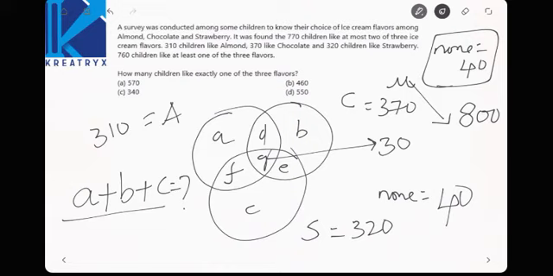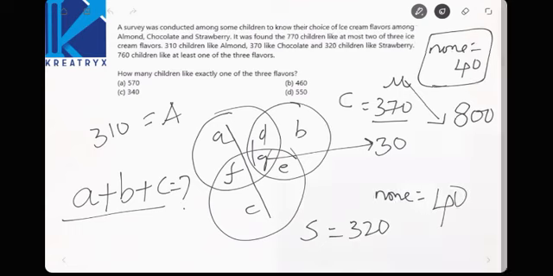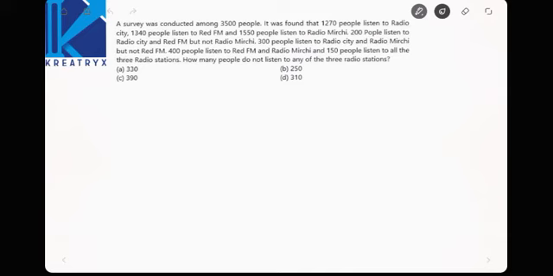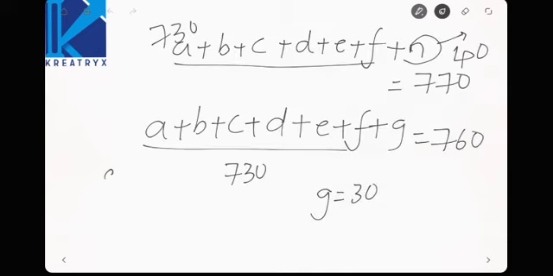Am I right? Now observe, only this value is A plus F plus C. A plus F plus C will be equal to how much? If you remove the chocolate Venn diagram, then the remaining values will be A plus F plus C. Am I right? So remove 370 from 760. That will be nothing but A plus F plus C. That is equal to how much? 390.